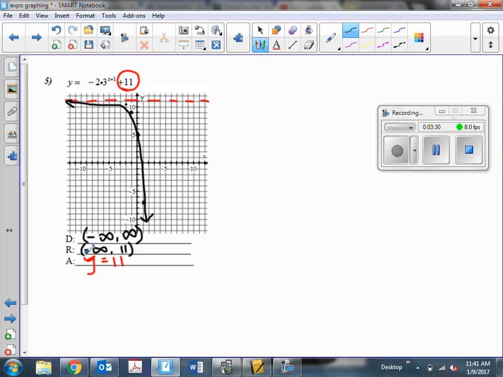Now let's analyze this graph a little more. This graph would be considered a growth graph. And this graph is a growth graph because my b value is bigger than 1. My b value is bigger than 1. And anytime my b value is bigger than 1, that means that it is a growth graph. This one is kind of hard to see because the a value being a negative does flip it down. But because my b value is 3 and 3 is bigger than 1, it is a growth graph.